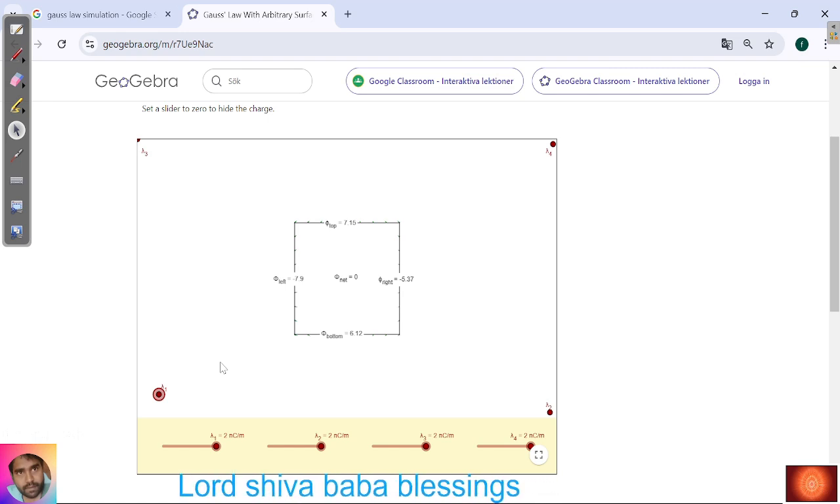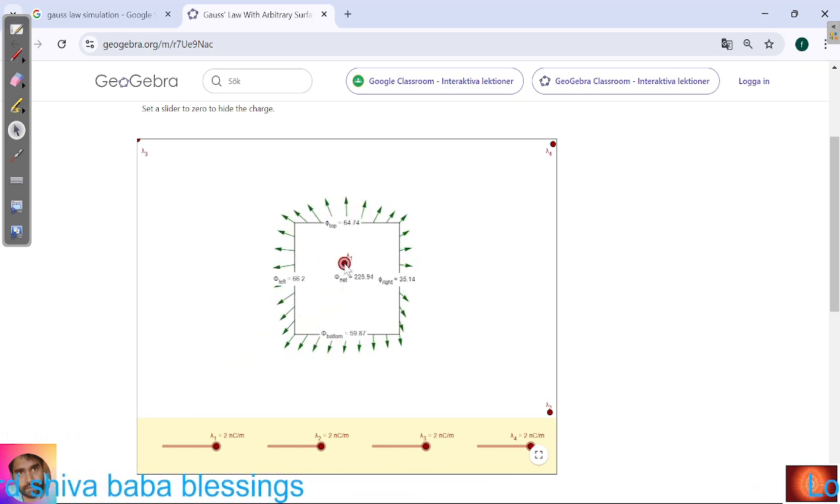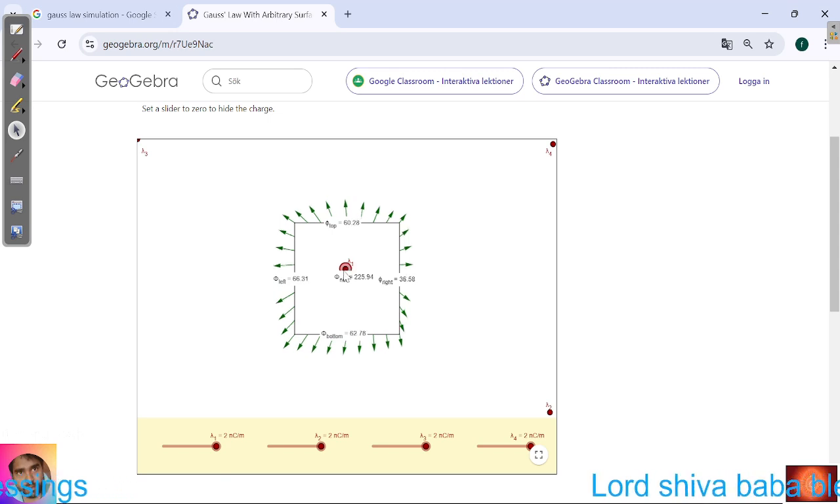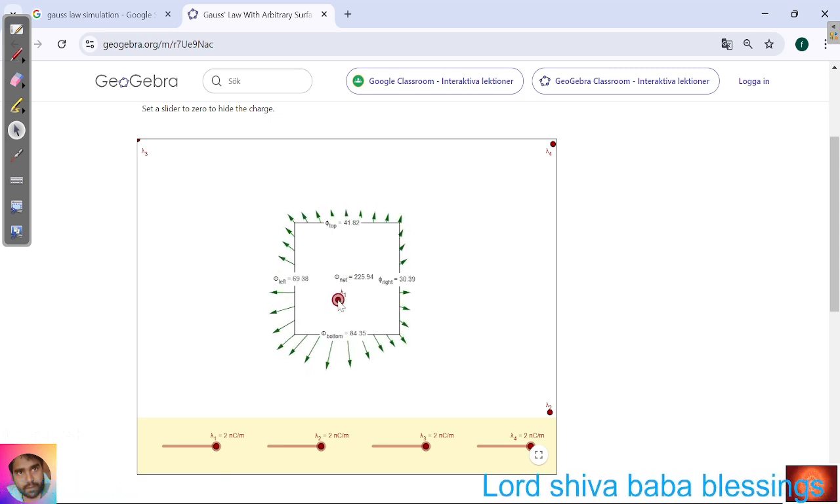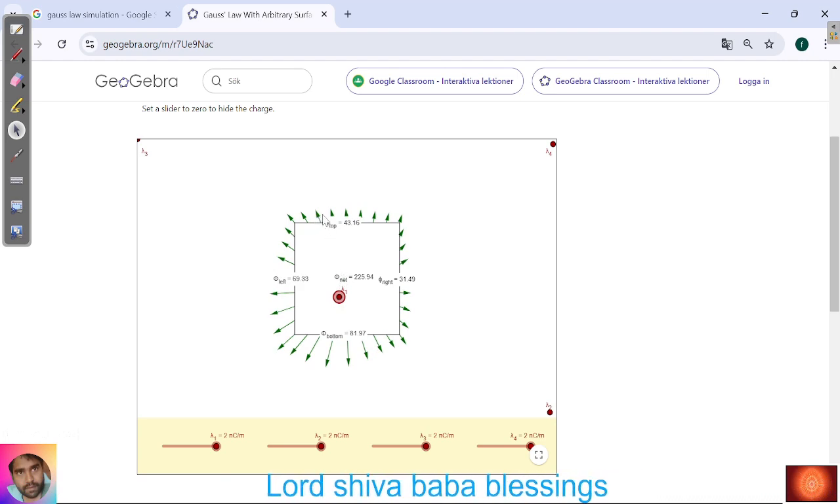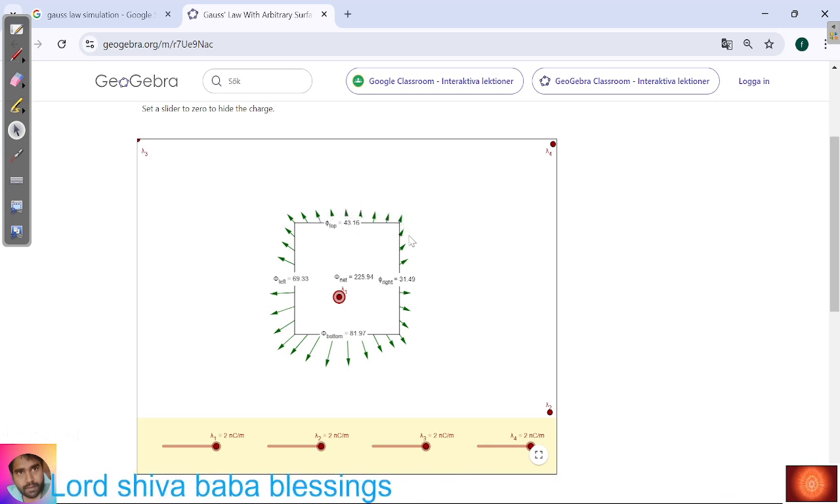Now let us consider a charge of 2 nanocoulomb. If you look over here, a charge of 2 nanocoulomb is taken inside. So what is this charge doing? It is emitting electric field lines, and those electric field lines are captured by the surface. So now it is called electric flux.